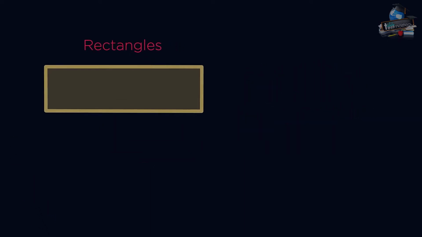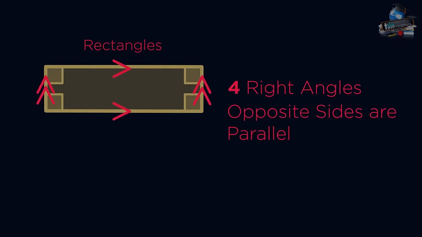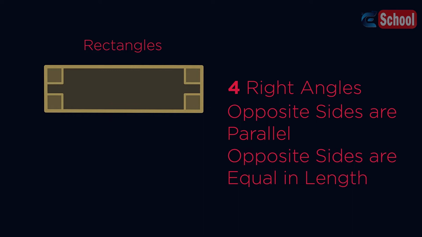What about rectangles? Also 4 right angles and opposite sides are parallel, but this time the lengths aren't all the same. Opposite sides are equal in length, these and these. Did you know that a square is a type of rectangle?